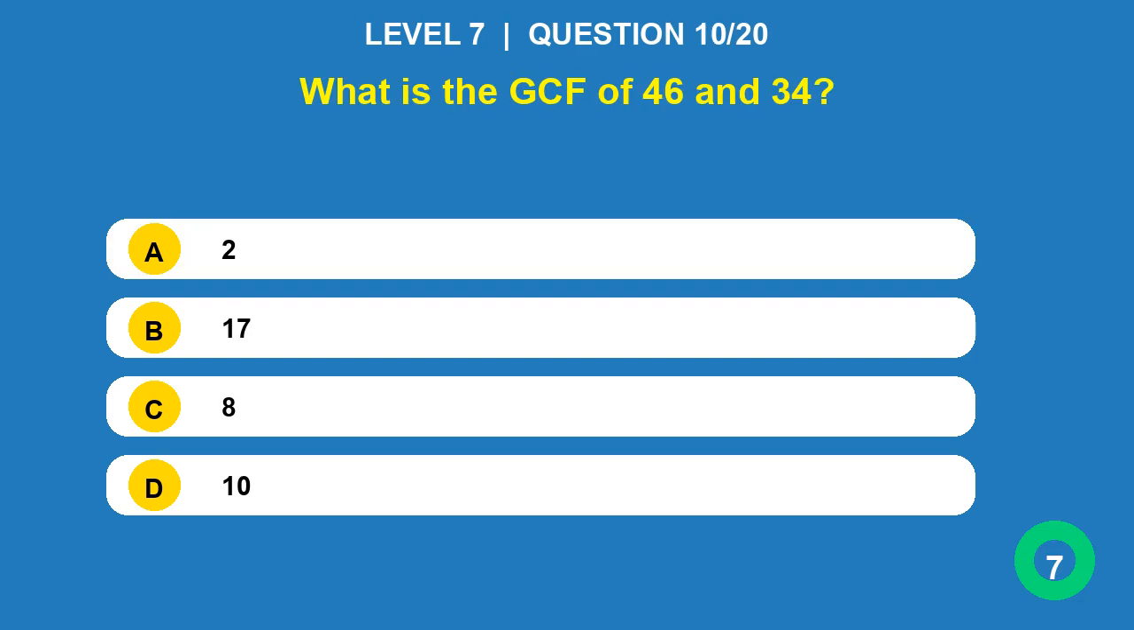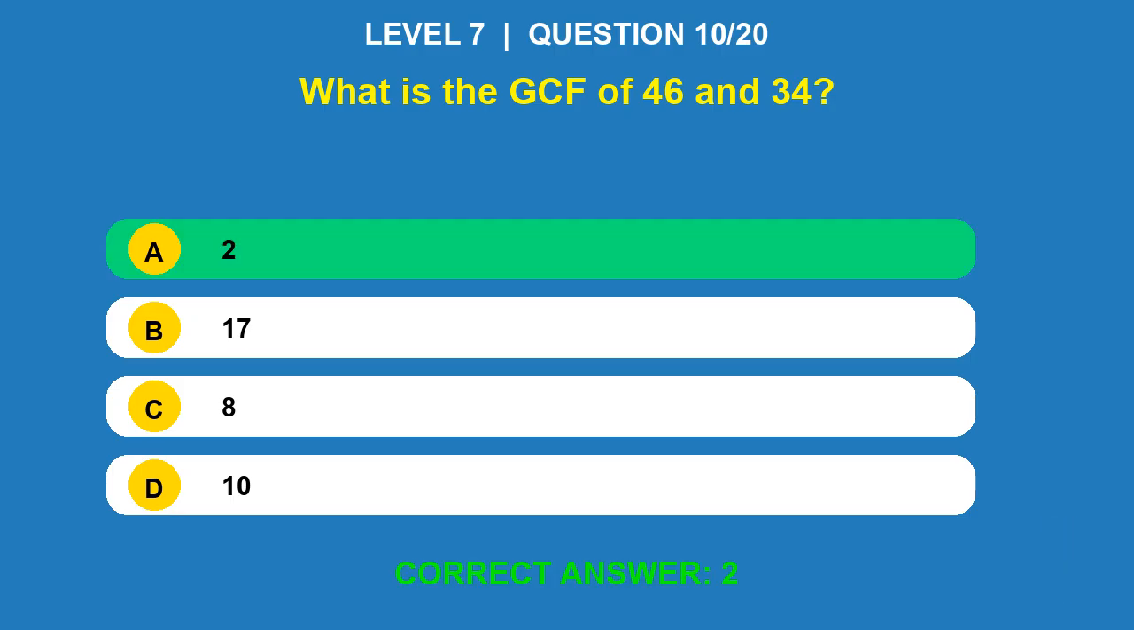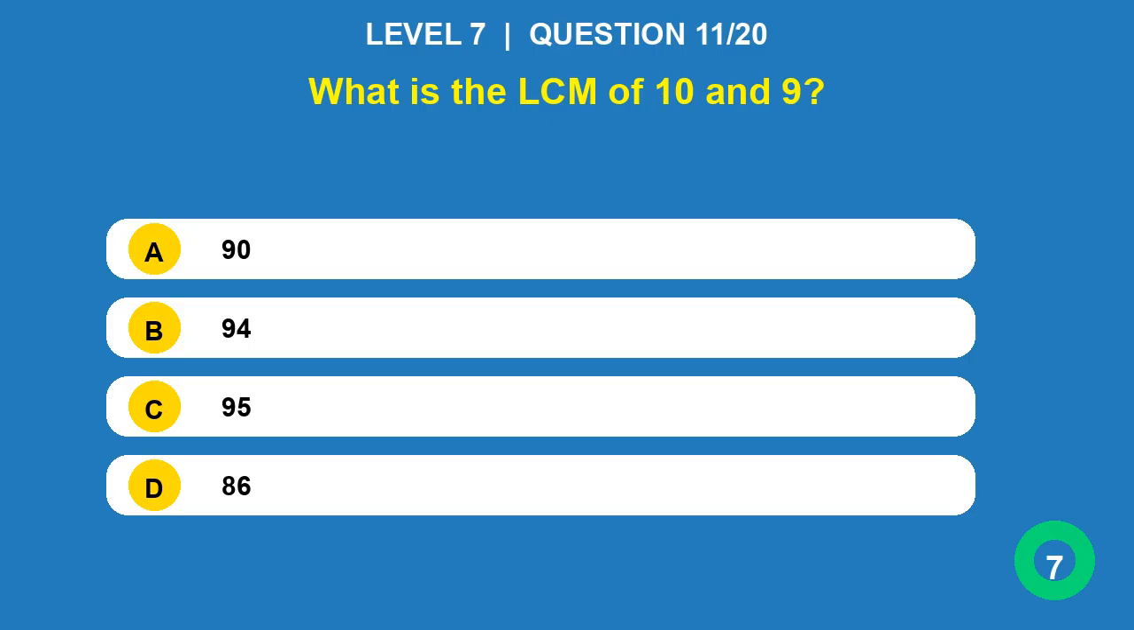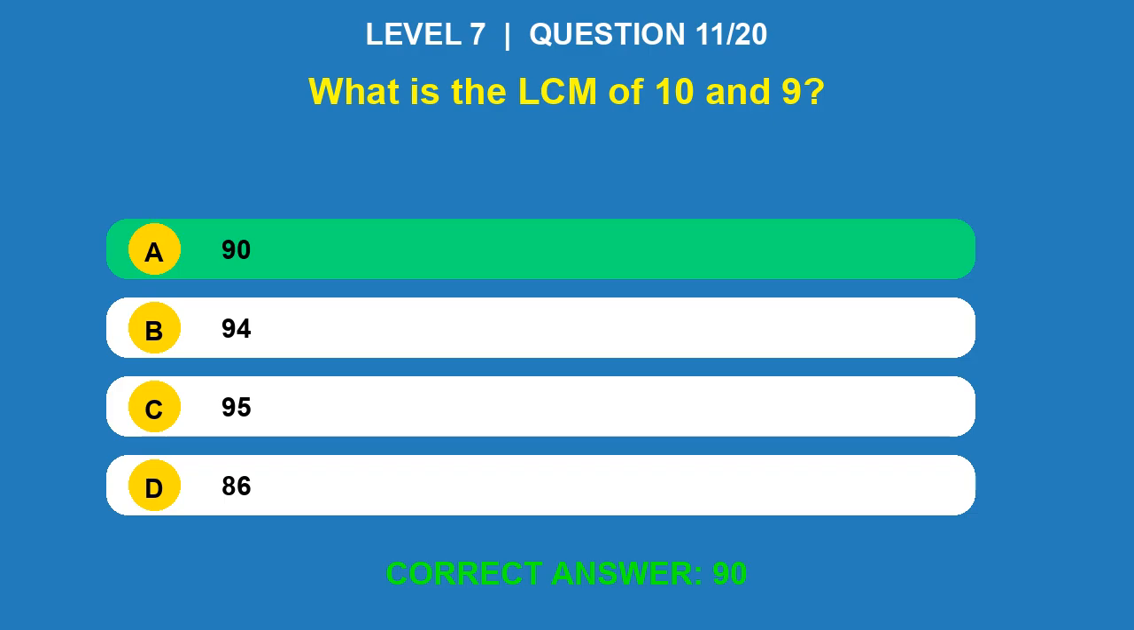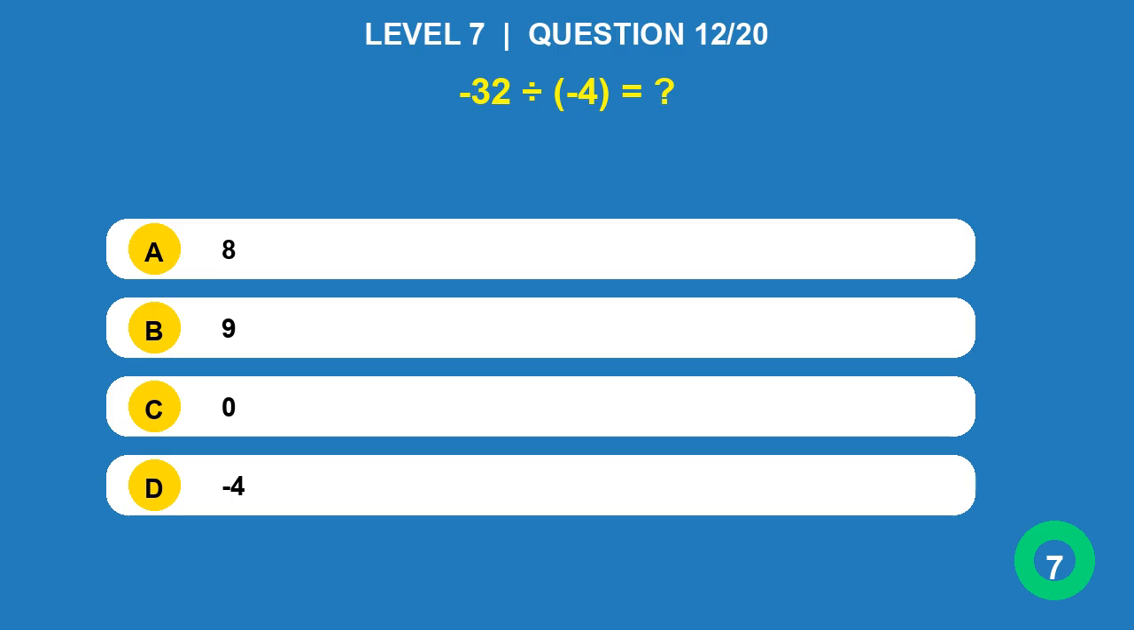What is the GCF of 46 and 34? Answer is 2. What is the LCM of 10 and 9? Answer is 90. Minus 32 divided by minus 4 equals? Answer is 8.